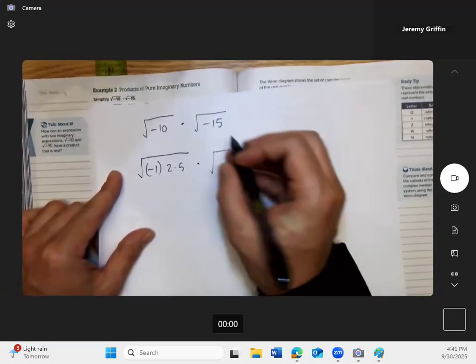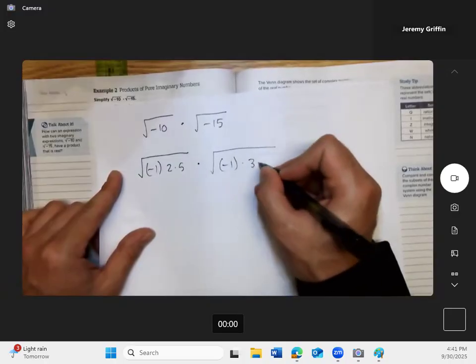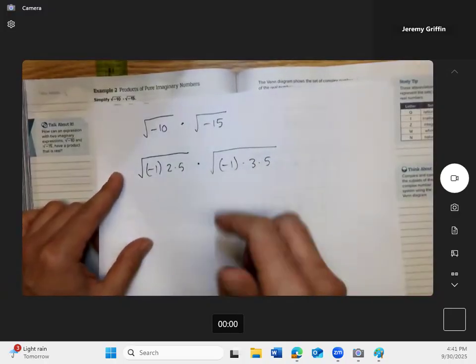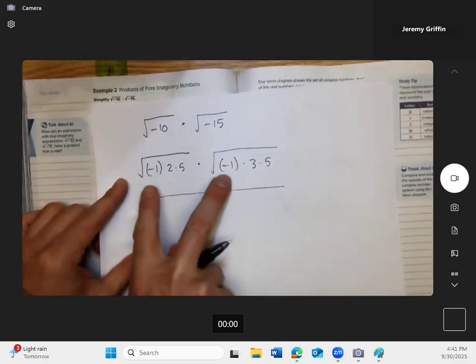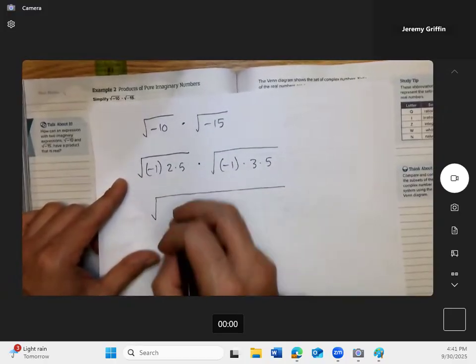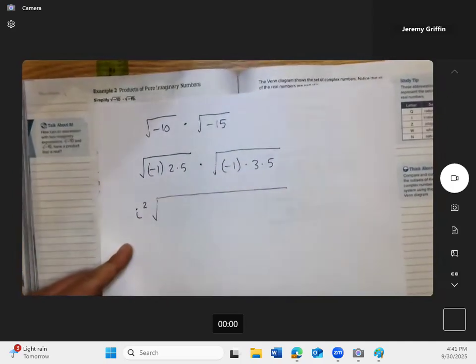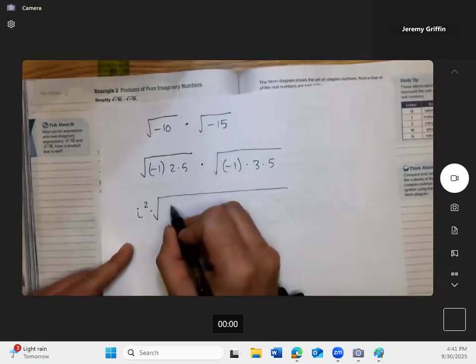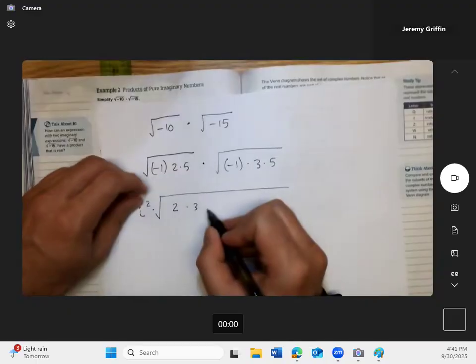So I got another square root, I got another -1, and 15 is 3 times 5. Isn't that true? So now I can put this all together. I can say it's a giant square root. I got a -1 and a -1. Or could I pull that out as i times i? I'll just do that, which is i squared. And then under here I got this 2, this 3, this 5 and this 5.